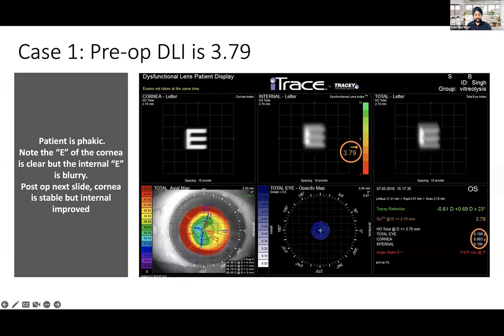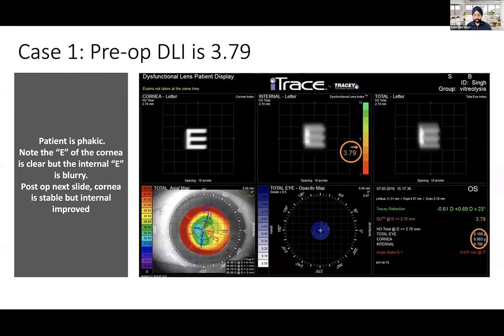But this is a patient here who is pre-vitreolysis for a large amorphous cloud in the middle of the vitreous, kind of similar to what I showed you earlier with those videos. And what you see here in the middle is the DLI is 3.79. If you look on the bottom here, the corneal aberrations are 0.083. Anything less than 0.15 or 0.2 is considered insignificant.